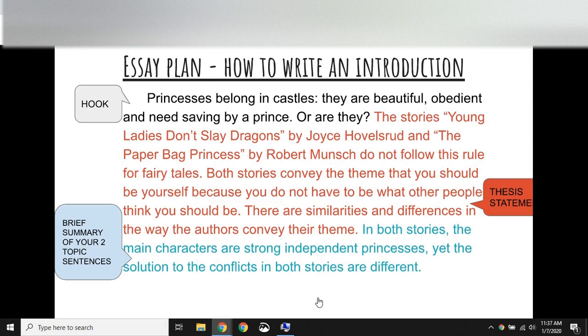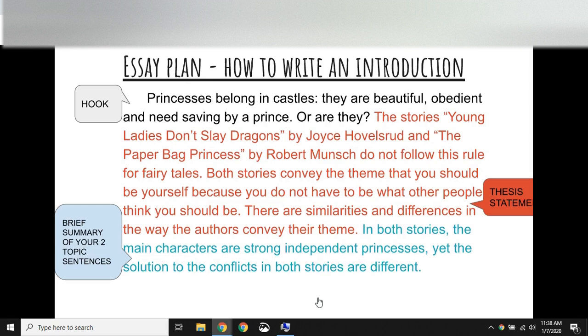Okay, so the first thing in this essay that you're going to see is a hook. A hook is the thing that an author gives to kind of grab the reader's attention, something to spark their interest in the story. Okay? The hook for this essay, this introduction paragraph, says, princesses belong in castles. They are beautiful, obedient, and need saving by a prince. Or are they? So do you see how the hook grabs your attention and makes you think, I wonder what this is going to be about? That's what we want, okay? You want to hook your reader and help them want to keep reading. That's what the hook is for.